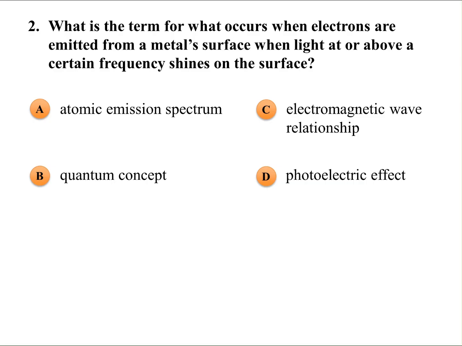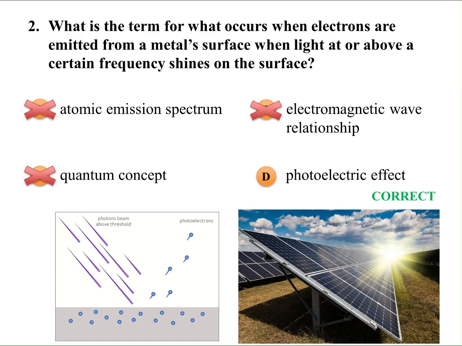What is the term for what occurs when electrons are emitted from a metal surface when light at or above a certain frequency shines on the surface? Of course, it's photoelectric effect. And a real-life example is the solar panel.